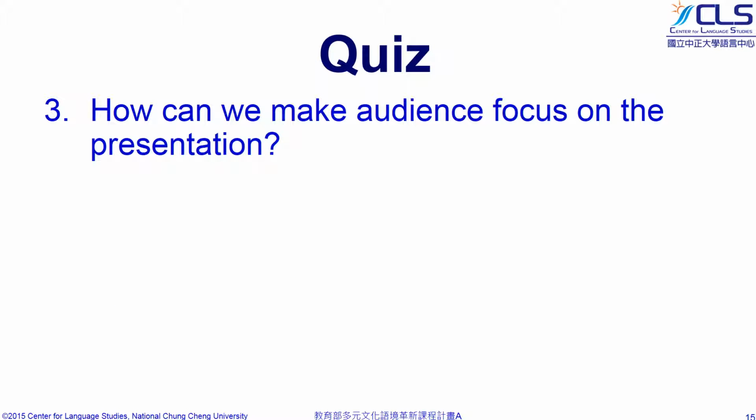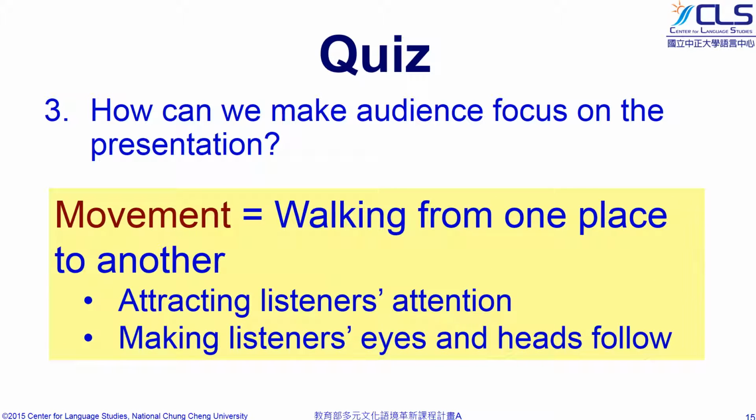Quiz 3. How can we make audience focus on the presentation? The answer is movement. You need to walk from one place to another. There are two reasons for doing this: to attract listeners' attention and to make listeners' eyes and heads follow you.